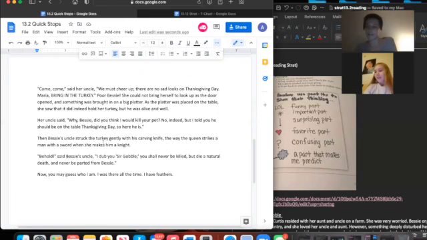Come, come, said her uncle. We must cheer up. There are no sad looks on Thanksgiving Day. Maria, bring in the turkey. Poor Bessie, she could not bring herself to look up as the door opened, and something was brought in on a big platter. As the platter was placed on the table, she saw that it indeed did hold her turkey. But he was alive and well. Her uncle said, Why, Bessie, did you think I would kill your pet? No, indeed, but I told you he should be on the table Thanksgiving Day, so here he is.